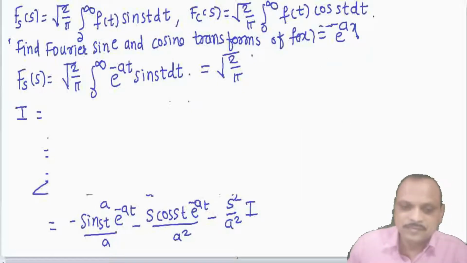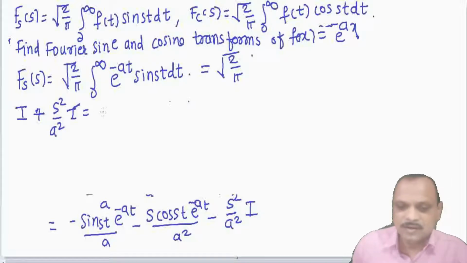So here, I plus, now I plus s square divided by a square I equals minus e raised to minus at divided by a square common. If we take a square common, we get a sine st plus s cos st. Okay.